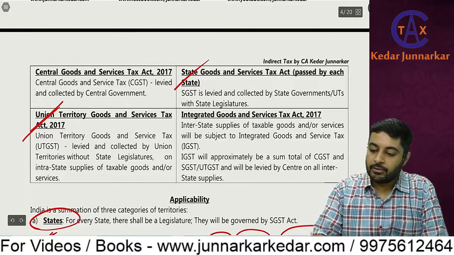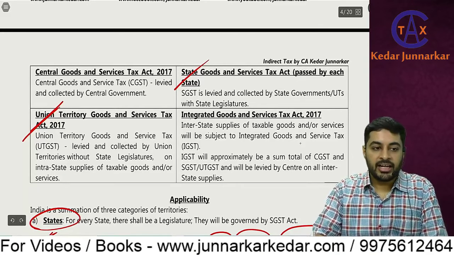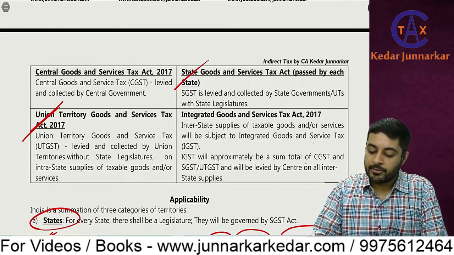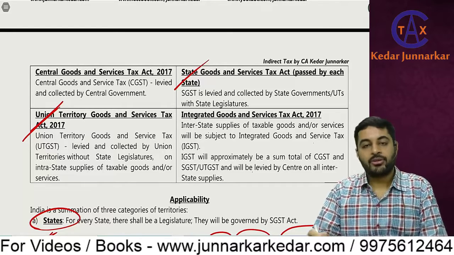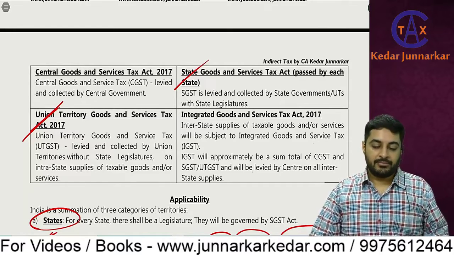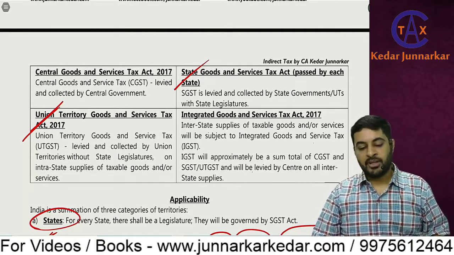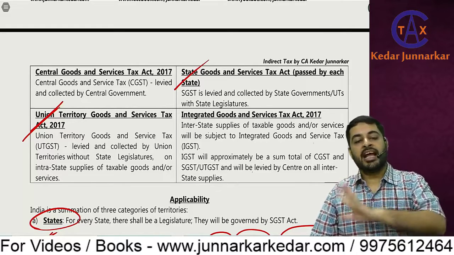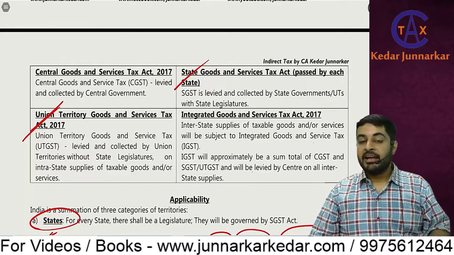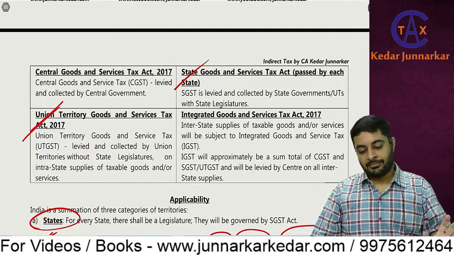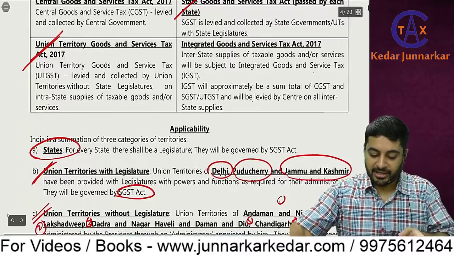Interstate supplies of taxable goods and or services will be subject to Integrated Goods and Services Tax, IGST. IGST will approximately be the sum total of CGST and SGST or UTGST, and will be levied by the central government on all interstate supplies. So if 18% is the tax rate and the transaction is intrastate, means within Maharashtra, then 9% will be CGST and 9% SGST. If it is interstate, then the entire 18% will be IGST. Got it? We'll just quickly summarize this.